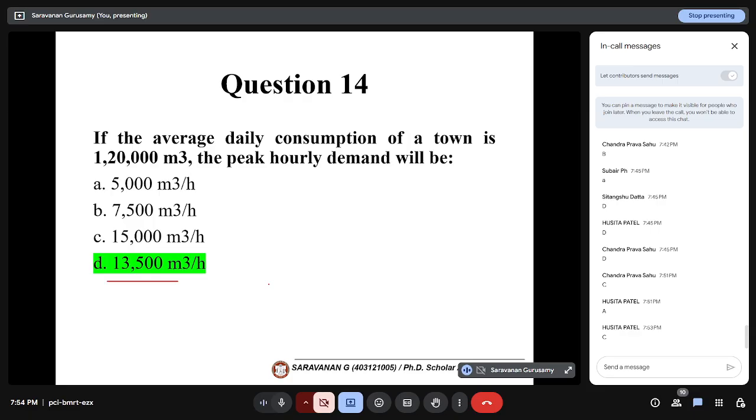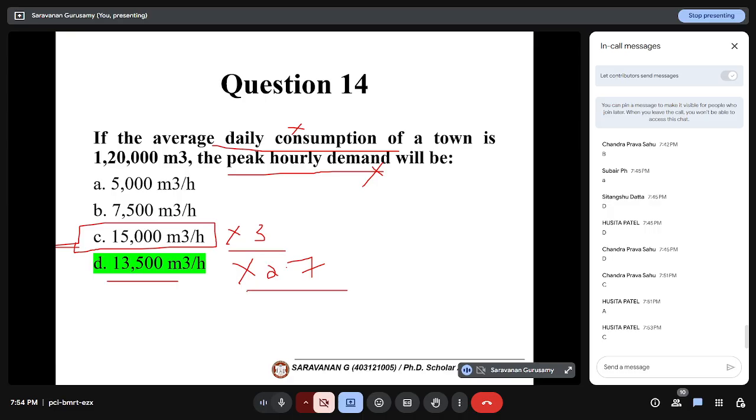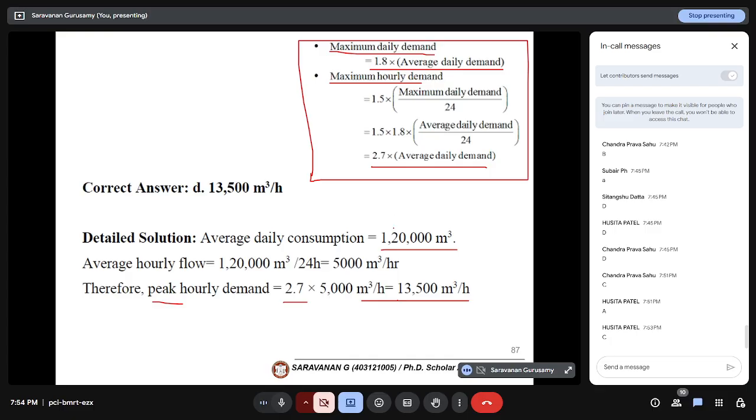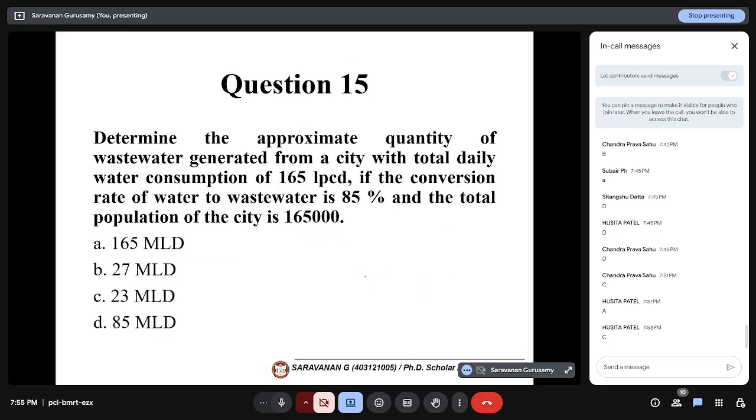What you have calculated, 15,000, is correct for wastewater, but you have multiplied with 3, I guess. But you have to multiply with 2.7 because it's water supply: daily water consumption and peak hourly demand for consumption they are asking. It's not daily sewage generation and hourly sewage generation, right? 15,000 is correct for sewage. 2.7 is correct for water consumption, water supply. Yeah, please correct it.